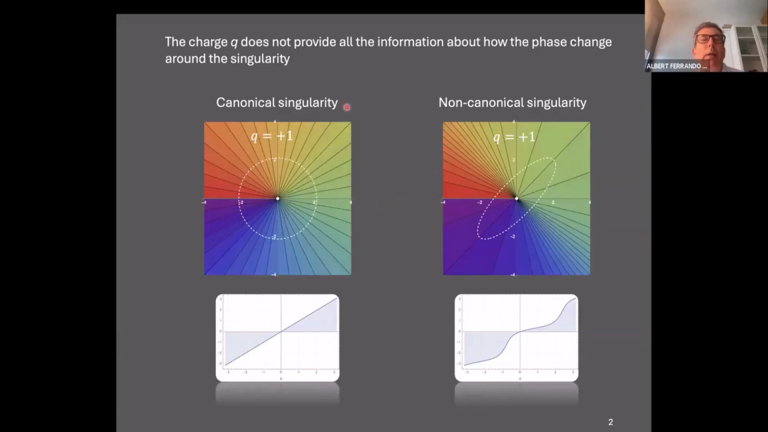The typical one that we like to plot is the standard canonical singularity. When you move around the phase singularity, you get a perfect linear phase, which means that basically the ladder of colors associated to phase is associated to equivalent steps, right? But in general, this is not the case, because you can have phase singularities with the same charge, in which the behavior of the phase is the same for the jump, but it's not linear in between. This is what differentiates a canonical singularity from a non-canonical one.